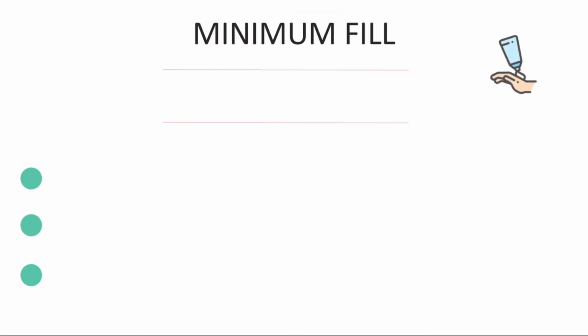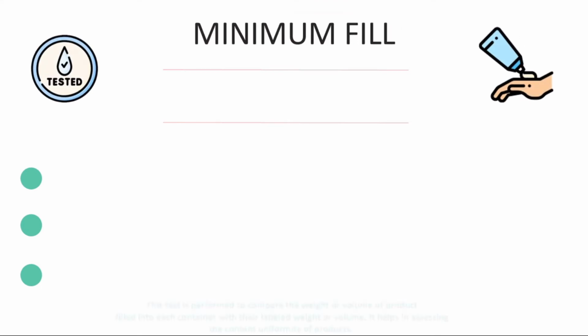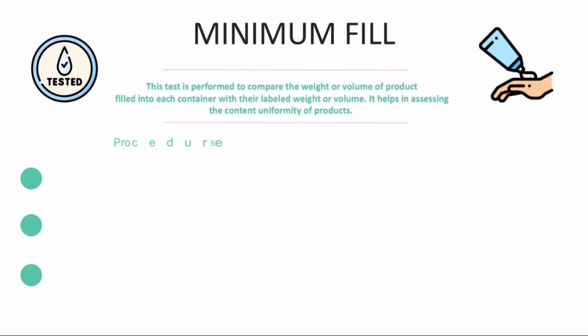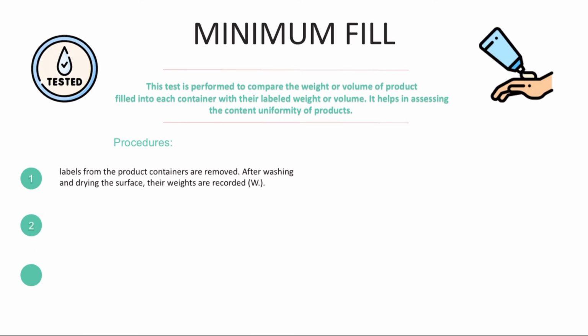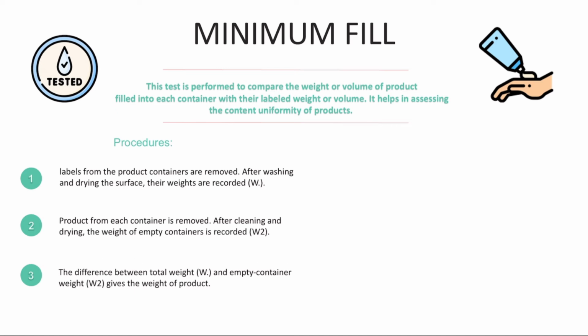Minimum fill: this test compares the weight of a product, and is mainly used for content uniformity of a product. Procedure: the first step is to weigh the product and its container. Then weigh the empty container only. The difference between these two values gives the weight of the product.